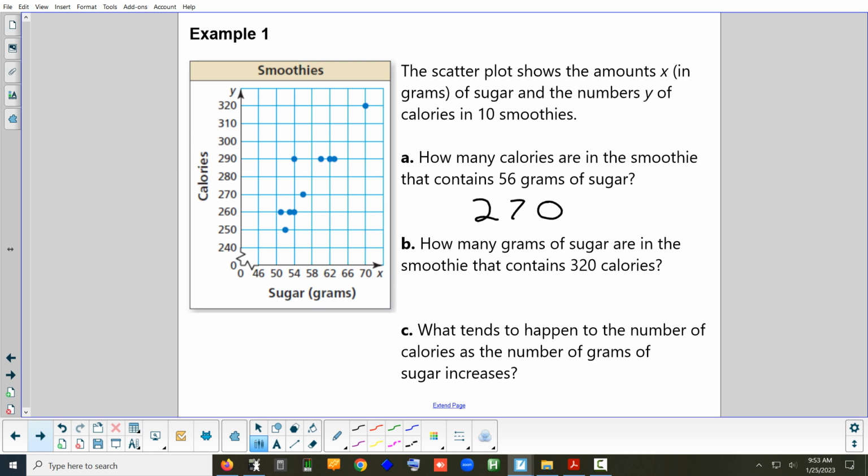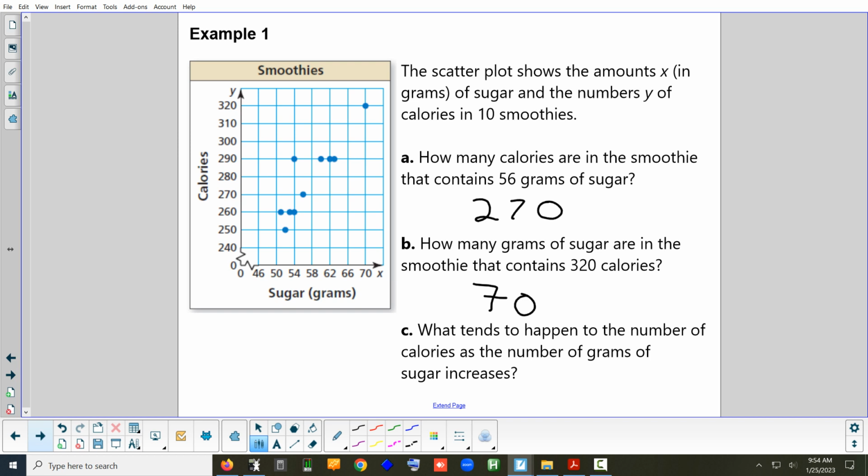So now let's try it the other way. It says, how many grams of sugar are in the smoothie that contains 320 calories? So now go to 320, go over, and then go down. And that'll tell you how many grams of sugar in that smoothie. Yep. It looks like if you go to 320, it's 70.